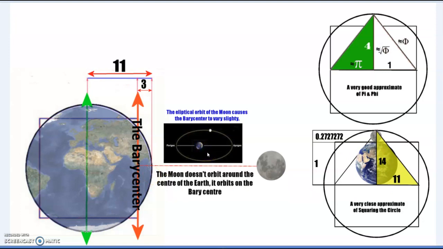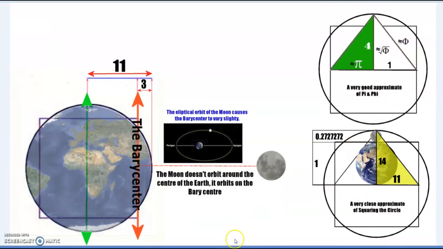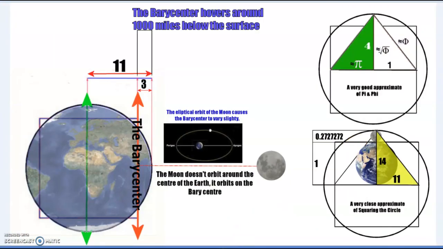Now, Kepler's laws include that all orbits are elliptical. So that barycenter will move a little bit this way, and essentially it's 27.3% below the surface of the Earth. That puts it at about 1,000 miles below the surface of the Earth. It's going to move a little bit in between there because of apogee and perigee, but there are nice connections to consider as well.